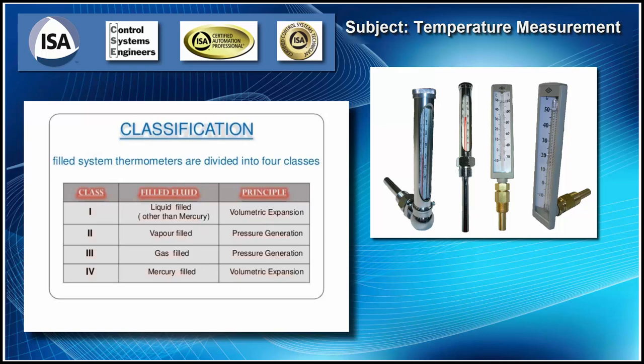So when we're looking at thermometers, there's 4 classes. The first class is liquid filled, other than mercury, and it works by volumetric expansion. The second class is vapor filled, and it works by pressure generation. Just like in thermal, when it heats up, the molecules become more radical and they expand out. The third is gas filled. You can use gas in the thermometer, and again, it works on pressure generation. And then the fourth, and the most popular, is mercury filled, which works on volumetric expansion itself.